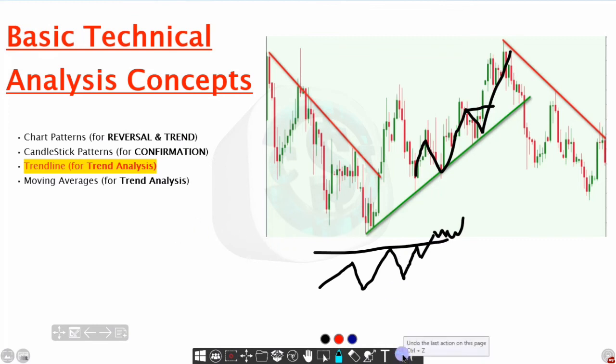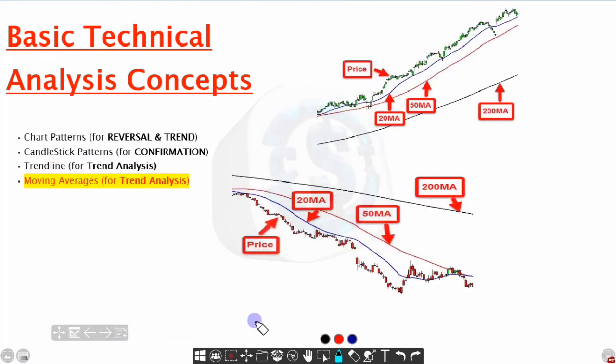Okay, so that is for trend line analysis. The last one right here is the moving averages for trend analysis as well. You also have lots of traders who use moving averages.